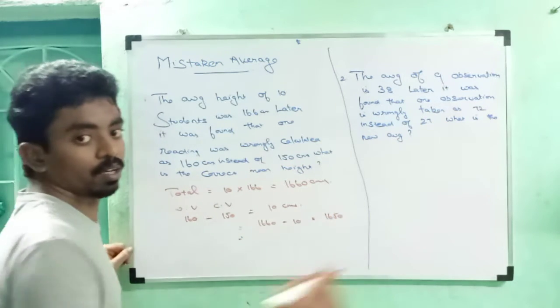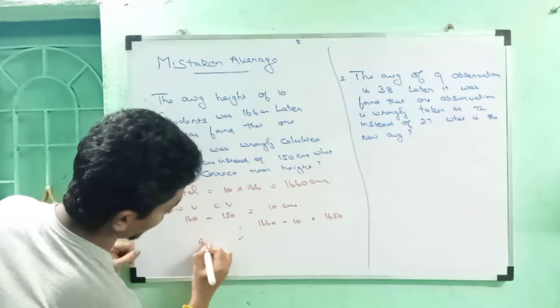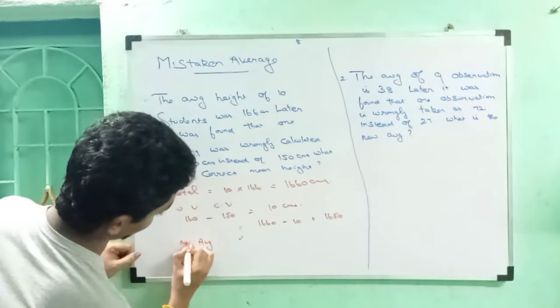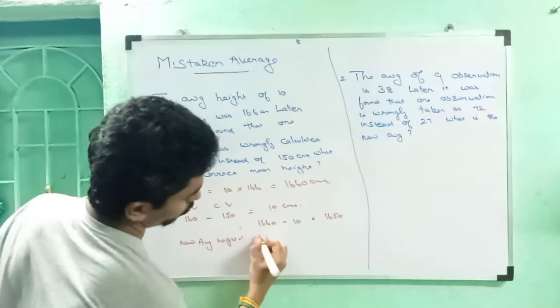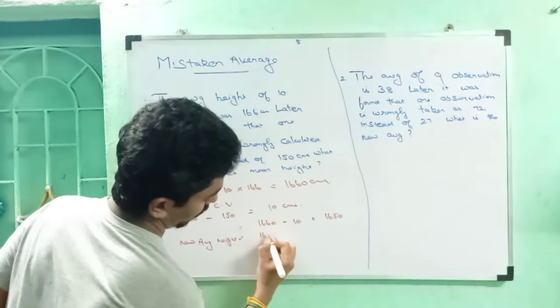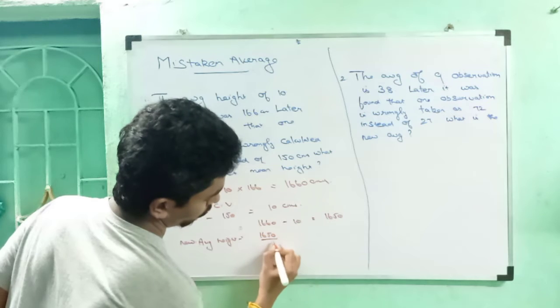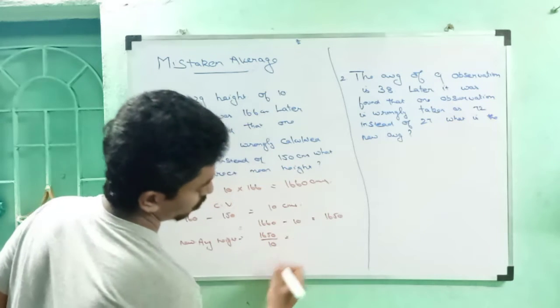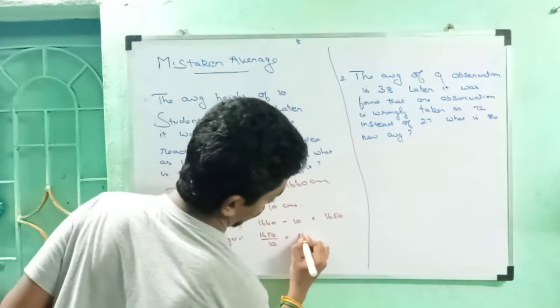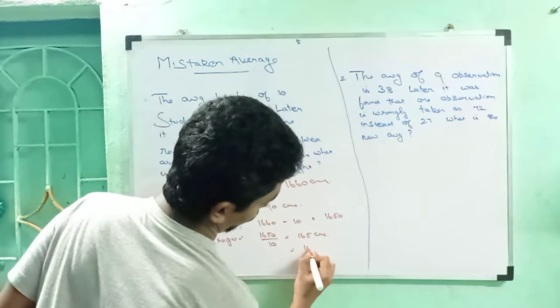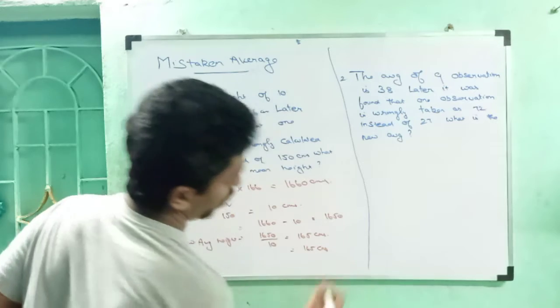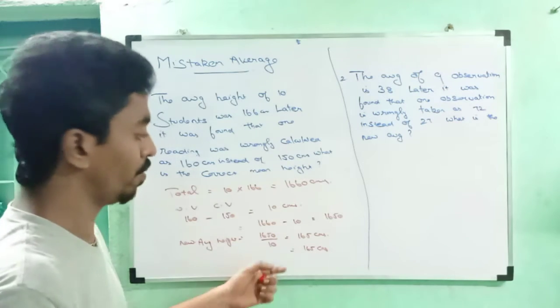Then to find the new average height, you have to divide 1650 by 10. So 1650 divided by 10 is equal to 165 centimeters. So we can easily find the new average by dividing.